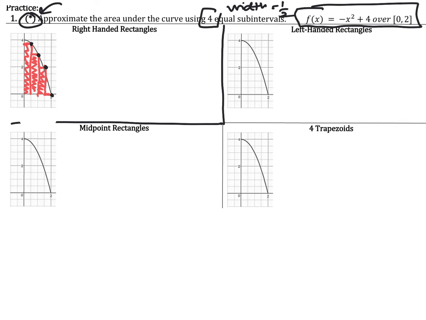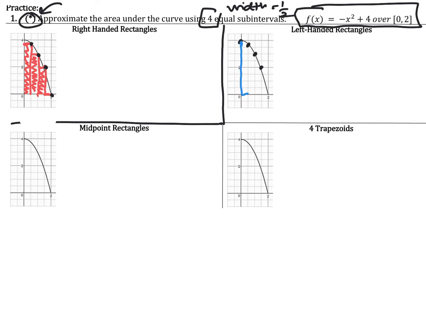That's creating right-handed rectangles. What we're going to do in this second part is create left-handed rectangles. So we're going to start at the leftmost part of the curve, in this case when x is equal to 0. That's going to be the height of our first rectangle. We're going to go to the left. That's going to be the height of our second rectangle, the height of our third rectangle, the height of our fourth rectangle, and then we're going to go ahead and draw those.